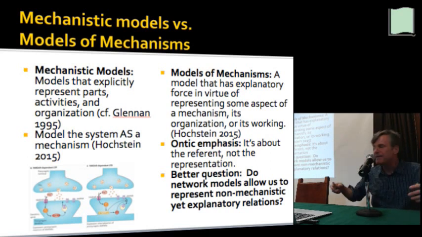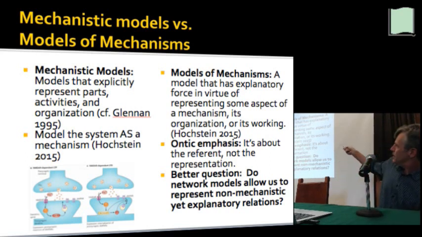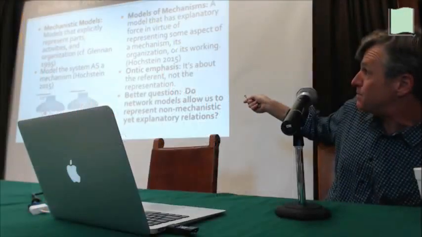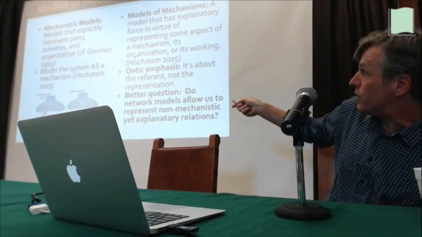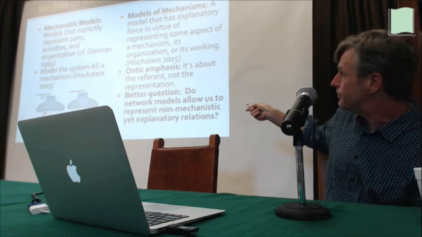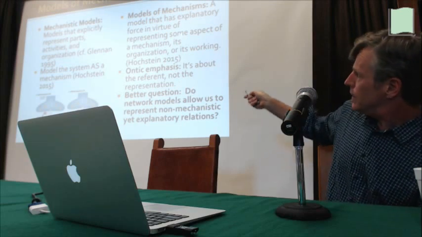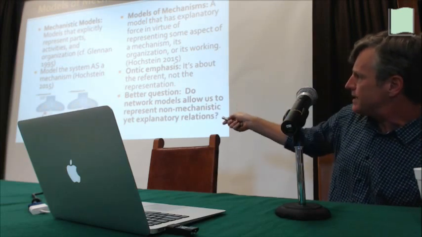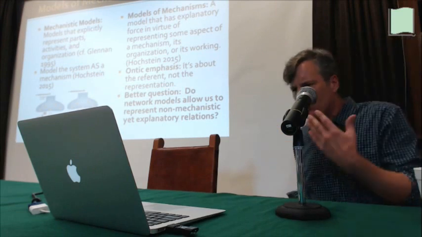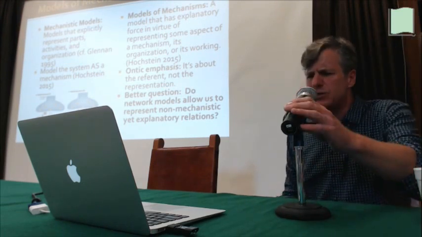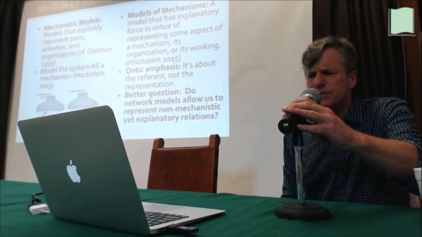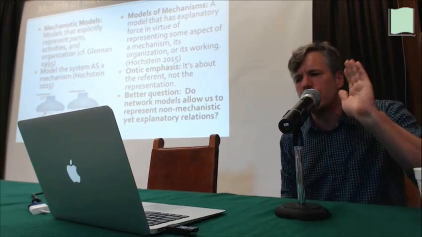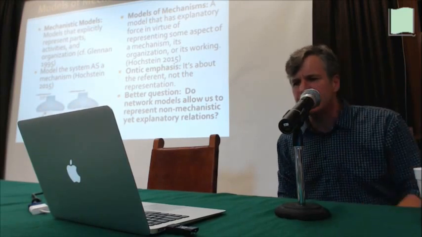A model of a mechanism is much more general. It's a model that has explanatory force in virtue of representing some aspect of a mechanism, its organization or its working. Right? So again, I want to emphasize the ontic side of things. It's about the reference, not about the representation. So for me, a better question is, do network models allow us to represent non-mechanistic yet explanatory relations? That's really the good question here.